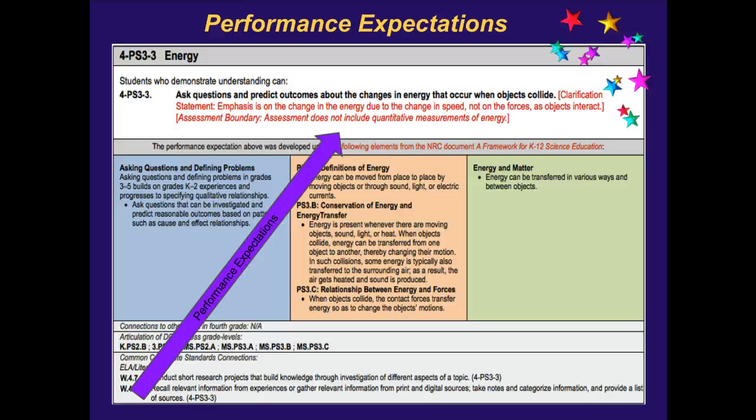They basically took the content from the practice, the core idea, and the cross-cutting concepts, and put it into a single statement. This single statement tells us what our students should be able to do after instruction. So you can look at the performance expectations as the thing students should be able to do to be proficient in science.